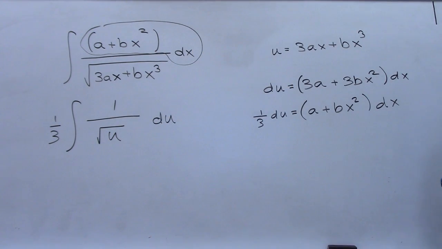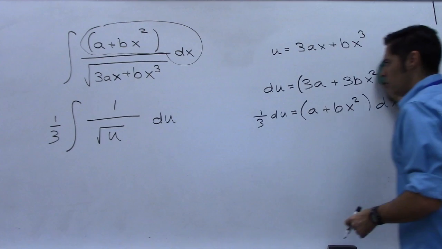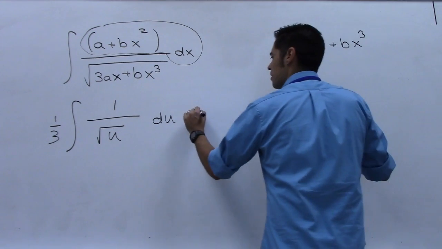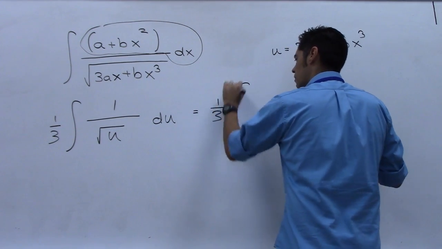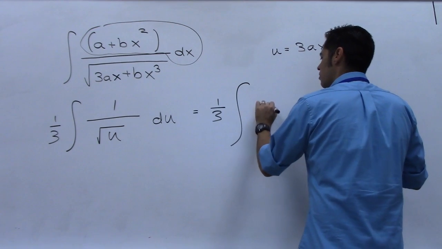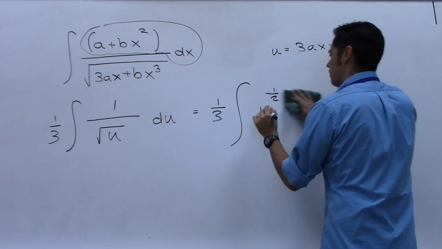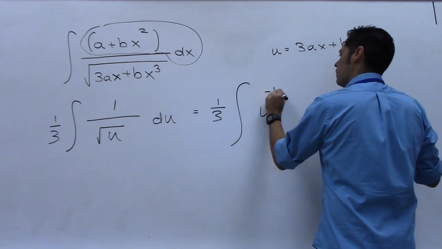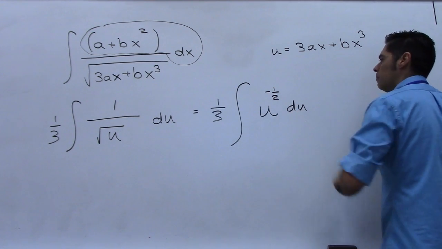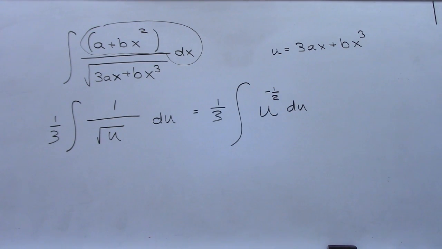And at this point, this is one of the first things we learned with integration, which is the power rule. So we're just going to rewrite u as a power of u. This is equivalent to 1 over the integral of u to the negative 1/2 du.